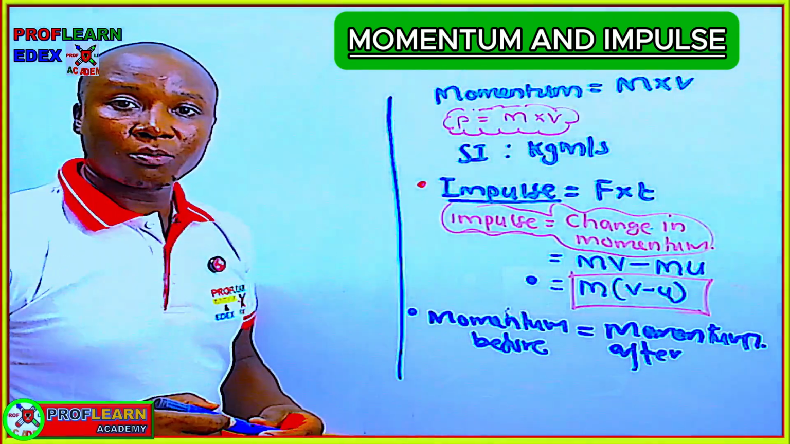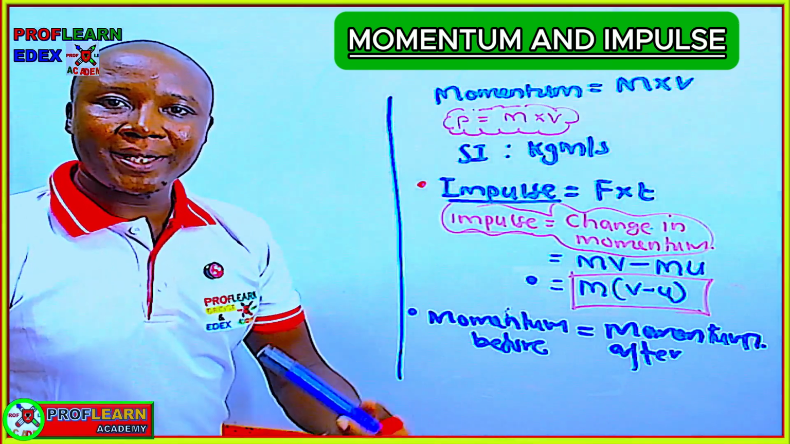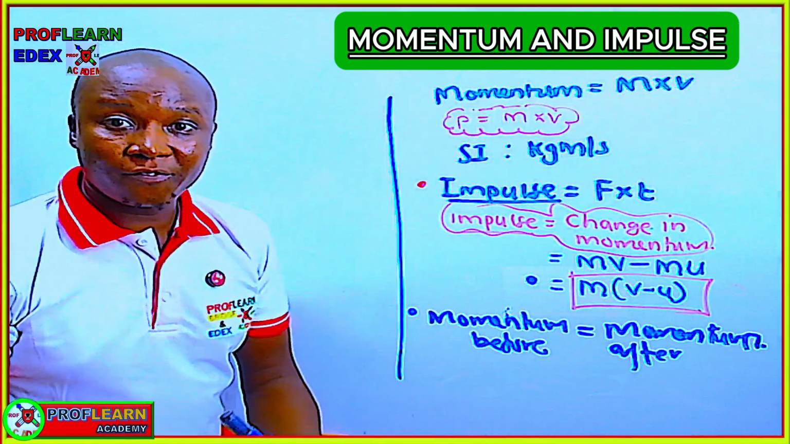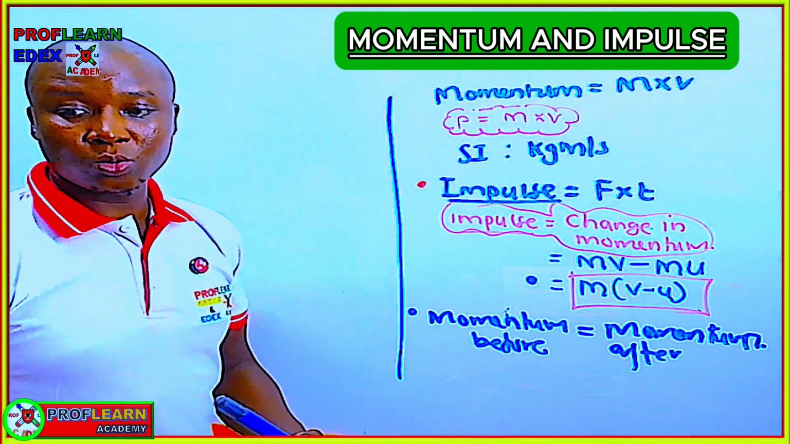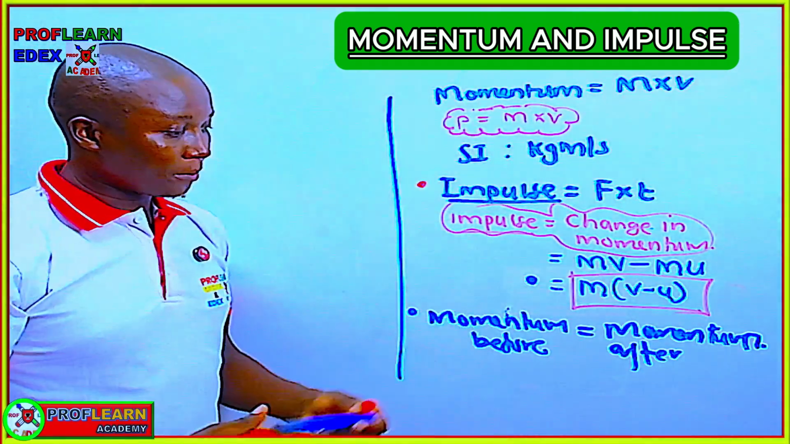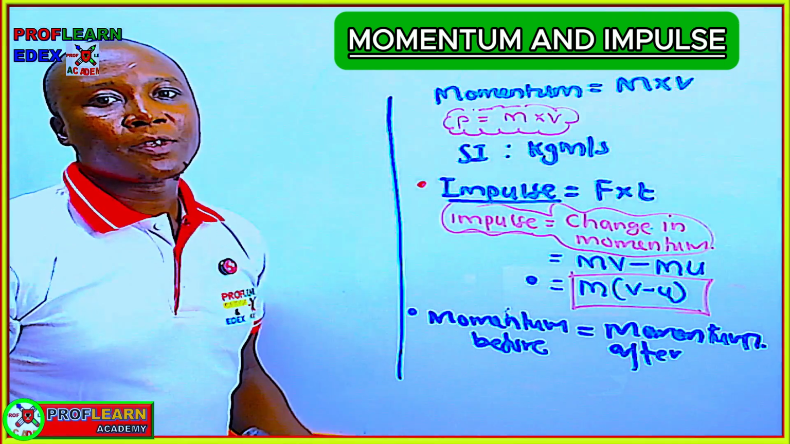This is the second concept that is also very important for Cambridge physics: the law of conservation of momentum. You must know how to state it. The total momentum before collision is equal to the total momentum after collision. We are going to see how to use this concept when considering objects that are moving and colliding.